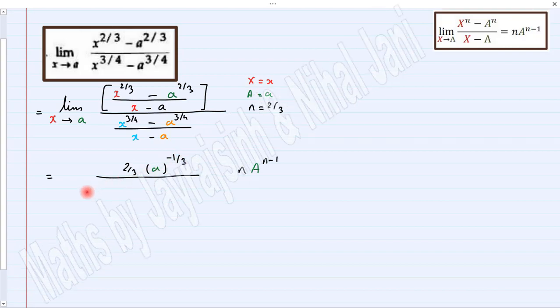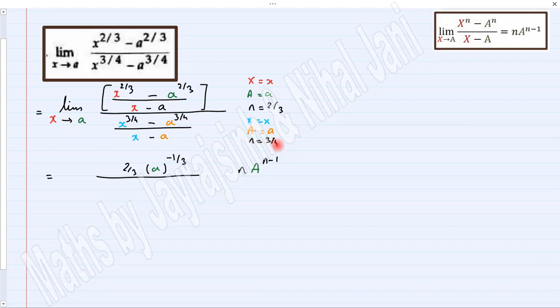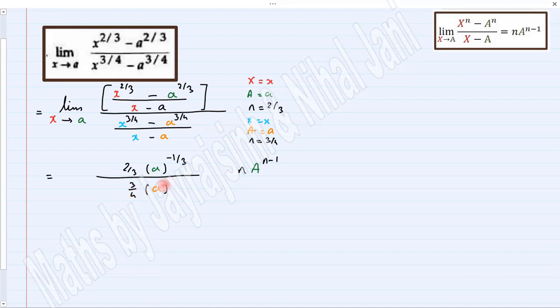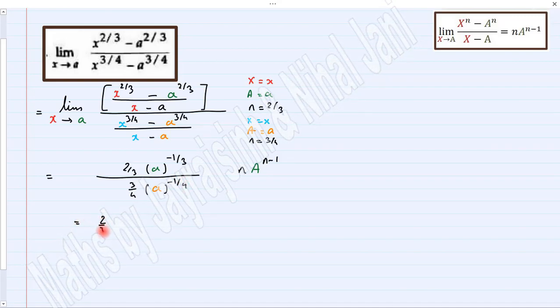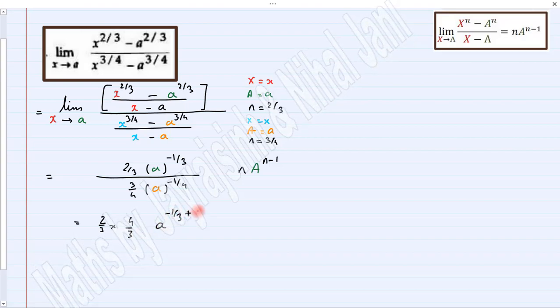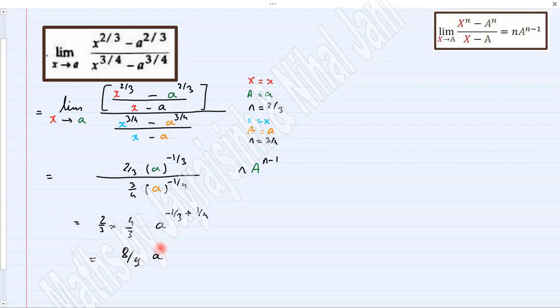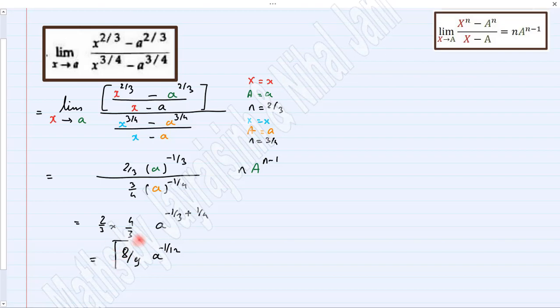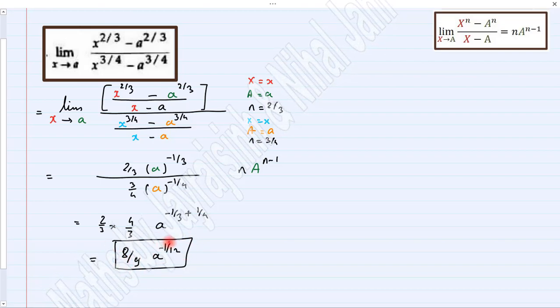or we can say minus 1 by 3. Similarly, in denominator, your x is small x, capital A is small a, and n is 3 by 4. So we will get 3 by 4 a raised to 3 by 4 minus 1, which is minus 1 by 4. So here we will get 2 by 3 into 4 by 3 and a raised to minus 1 by 3 plus 1 by 4, which will give us 8 by 9 a raised to minus 1 by 12 as a final answer. Ta-da!